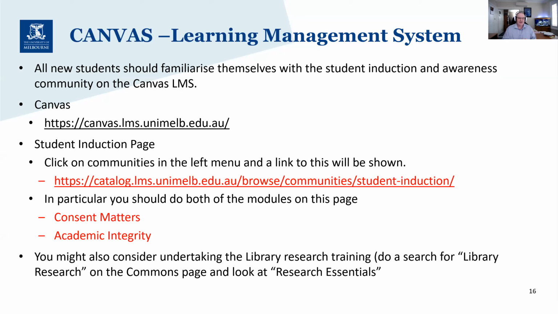You also might consider undertaking the library research training. If you do a search for library research in the Commons and look under Research Essentials, that'll help you shortcut the way of getting stuff from the library, doing research for the subjects that you're going to be doing. And you'll find that in the master's level, a lot of the assignments which are written require you to do at least some sort of research.